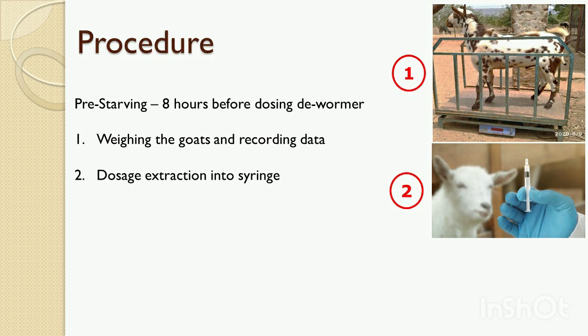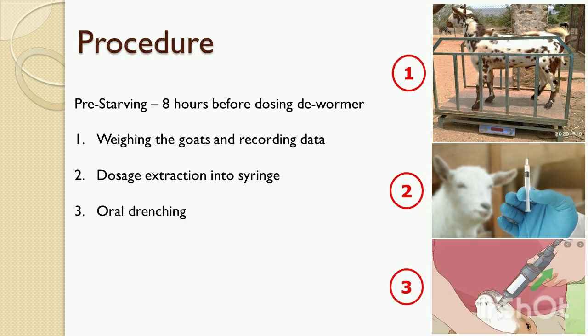The third and the final step is oral drenching, which is also called administering. The checkpoint here is the position where you administer, which is on the side of the jaw. There is a clear passage available there so that the drug easily moves into the animal's body. These are the three major steps, and post oral drenching you have to again keep the animal on starving mode for 4 more hours.